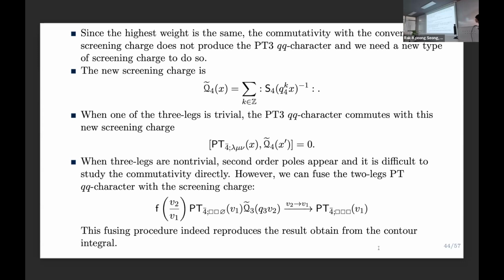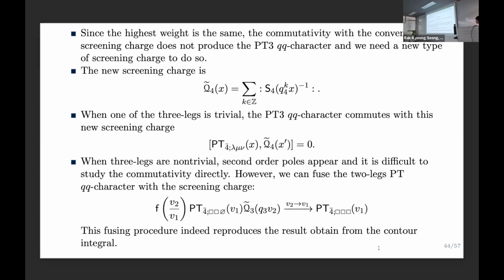So usually here you take S4 with a power here, but you take a different power here. And then you get the nice PT QQ character expression. And somehow this should be related to the choice of how you evaluate the contour integral and also the choice of the eta vector. But the general expression for a given eta vector and the corresponding screening charge is not known, but at least for 111 and minus 111, you can get an expression like this.